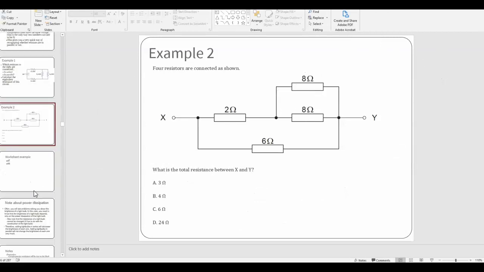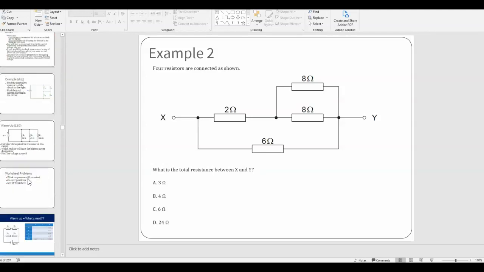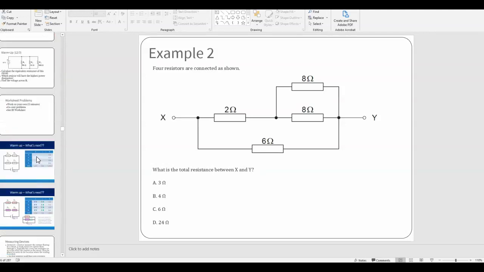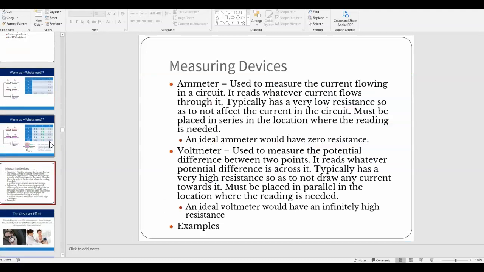Okay, so you do have practice worksheets to work on regarding equivalent resistance. I would highly encourage you to work on those. But I do want to move on and talk about one more thing before we finish up this video. So let's see. Can do that one in class.